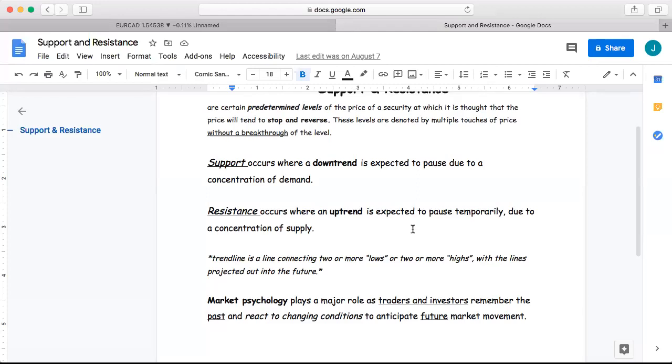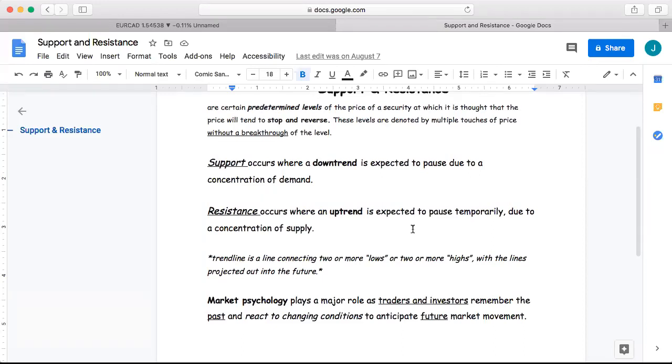So when price gets to a zone and doesn't break, and doesn't close above or below the zone, that is called a retest. Y'all might want to write that down. When the market doesn't close above or below a zone, it's called a retest.